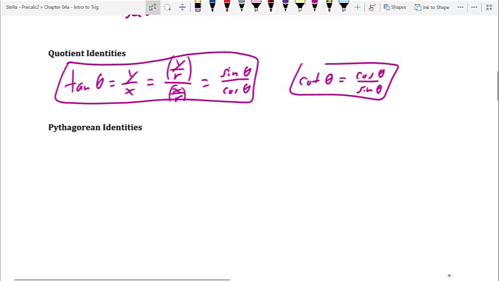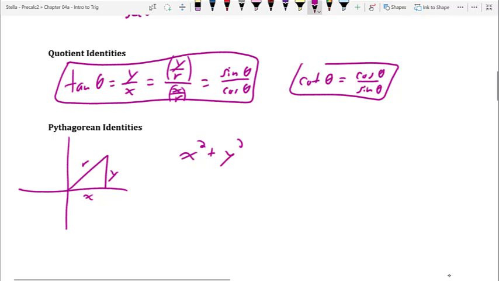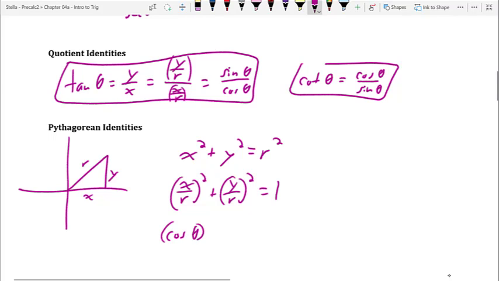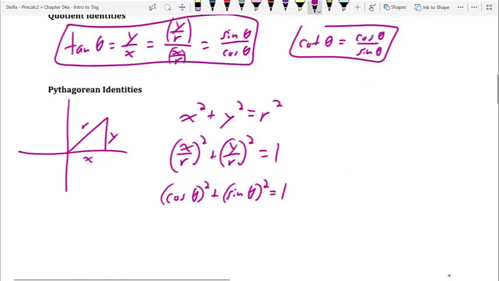Another identity that is very common for us is the Pythagorean identity, which for a right triangle in standard position, where this is r, x, and y, I know that x squared plus y squared is equal to r squared. If you divide both sides by r squared, you get x over r quantity squared plus y over r quantity squared is equal to 1. Well, x over r is cosine of theta, so cosine of theta squared plus sine of theta squared is also equal to 1. And we actually write it like this.